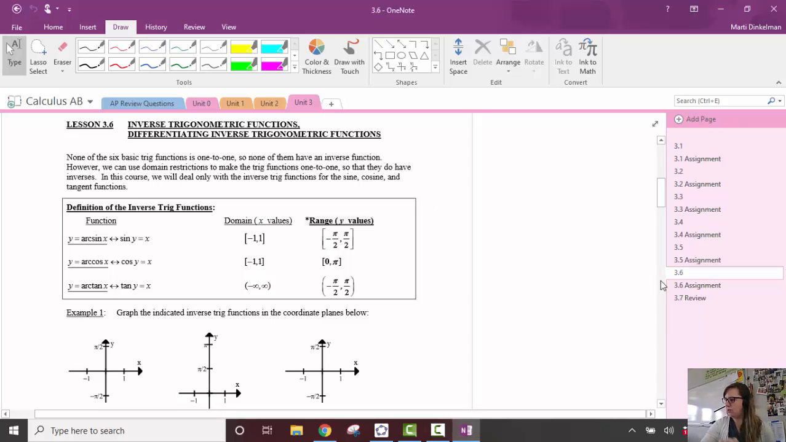Okay, so I want you to, in your notes, go ahead and turn to page 96, just at the end there where the derivatives of the inverse trig functions are.